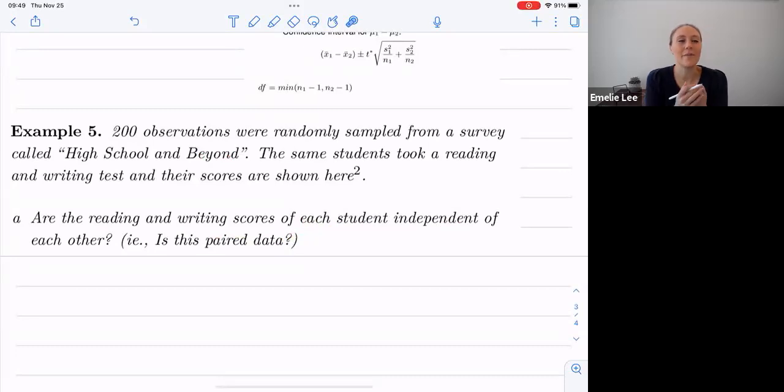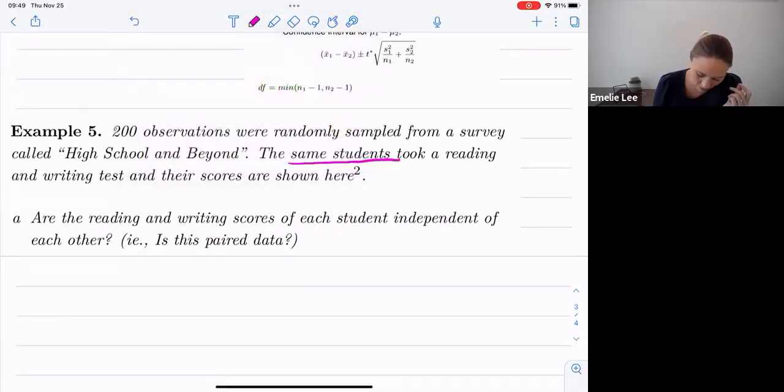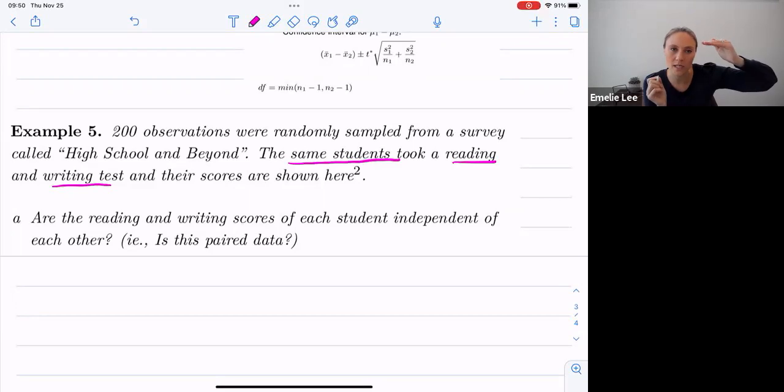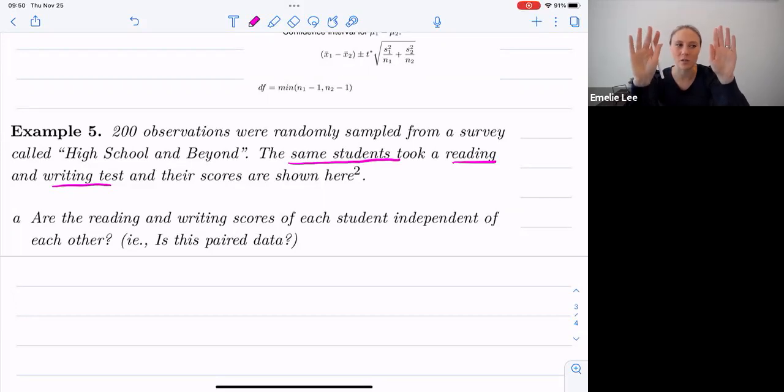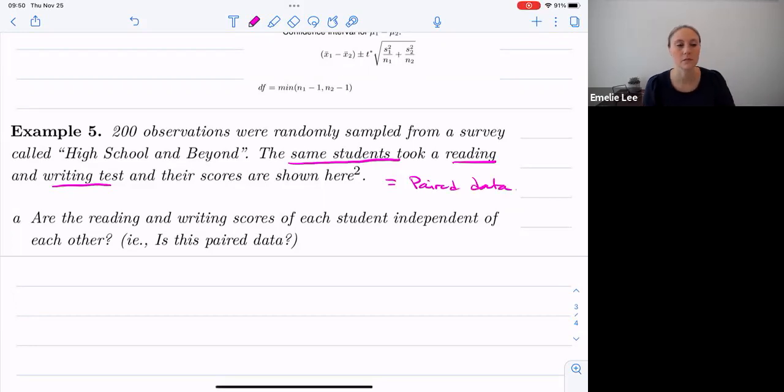And so here, as soon as we see the same students took a reading and a writing test, right? Now if you imagine your data set, your spreadsheet, you would have student 1, student 2, student 3, and then you would have their reading score and their writing score. Okay, so then we have paired data. So here, this is paired data, because it's paired on each student.